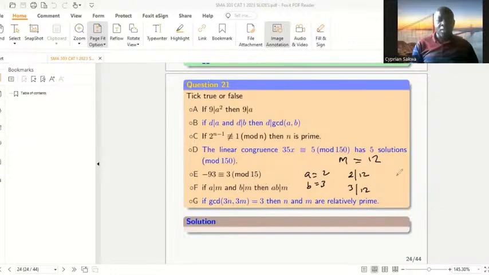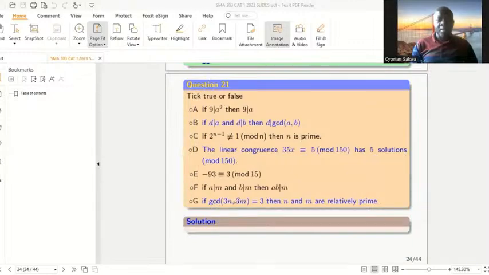Then what about the product? 6 will divide 12, and this will work for any other numbers. So this statement is correct.